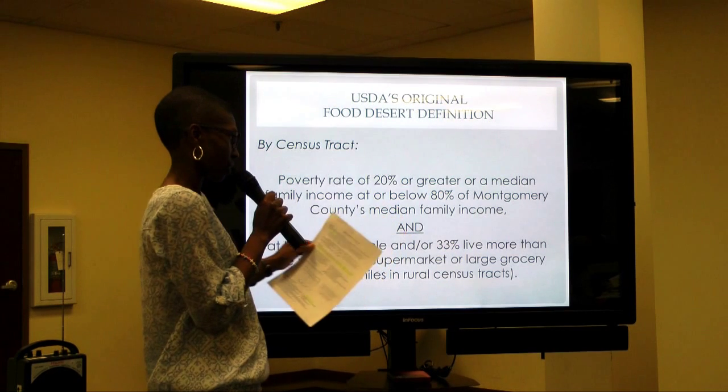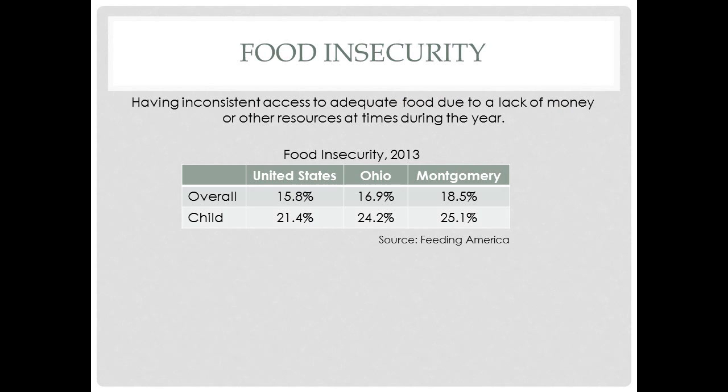Another thing we have to think about is food insecurity, another aspect of access to food. This is when you may have access to food, but it's inconsistent, and that can be due to a lack of money or other resources. You may live close to someplace, but you cannot get an adequate supply of food. Your children may go hungry. You may miss a meal here and there. It's hard to put food on the table every day.